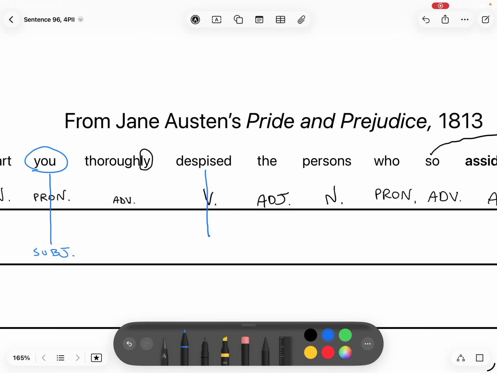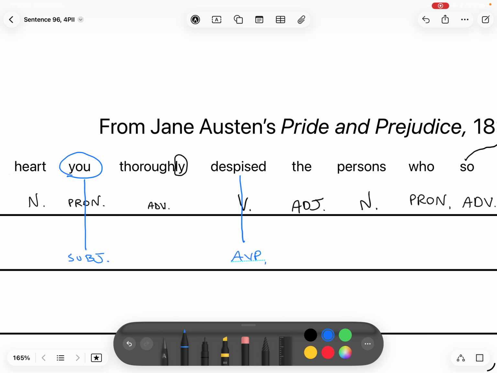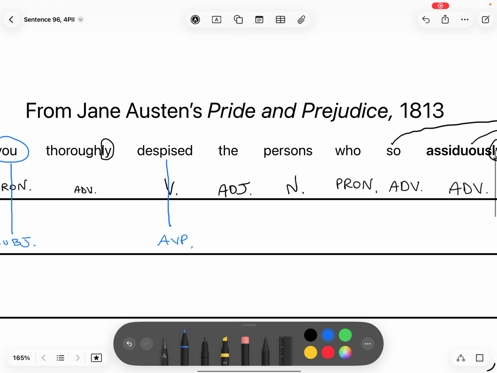And in particular, this is an action verb predicate, an AVP, because you, the subject, are taking the action of despising. It's not a linking verb, it's actually taking an action here to despise. So we have an AVP there.